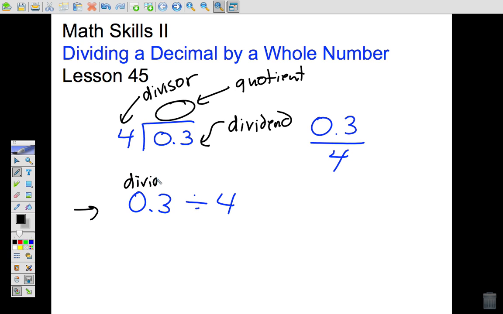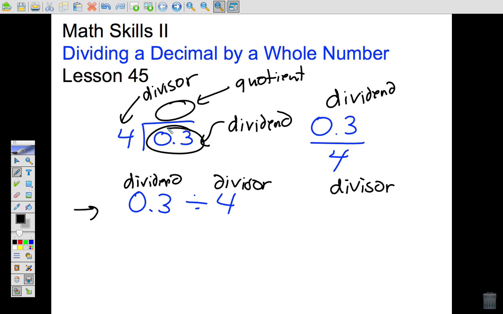Now if I look at, for example, below it, if it's written like this, this is the dividend, and this is the divisor, what we're dividing by. Here, this is the dividend, the top number, and the bottom is the divisor, what we're dividing by. So just be familiar with how we label the different parts of a division problem. And again, our topic today is we're going to take a decimal and divide it by a whole number, or a number that's not a decimal.